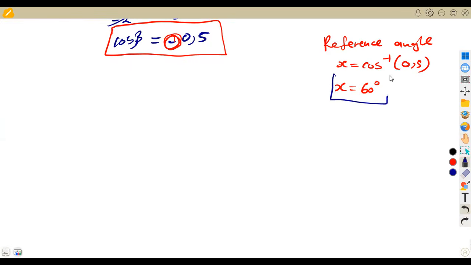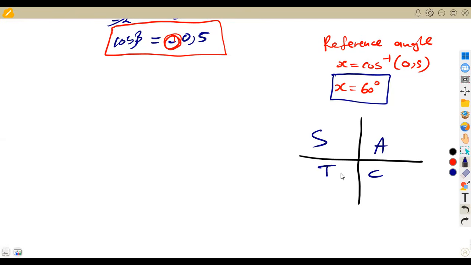Now you compare this x being 60 degrees with your quadrants. Remember from the CAST concept, where are we having cos? Because here our cos is negative. Where are we having cos being negative? Here cos is positive, and here it's positive. These are the quadrants where cos is positive. So what does it mean? It means in the other quadrants, cos is going to be negative. So we are talking about the second quadrant and the third quadrant.